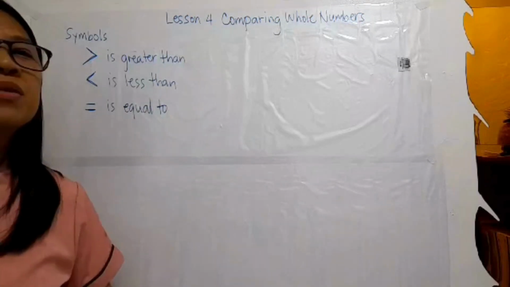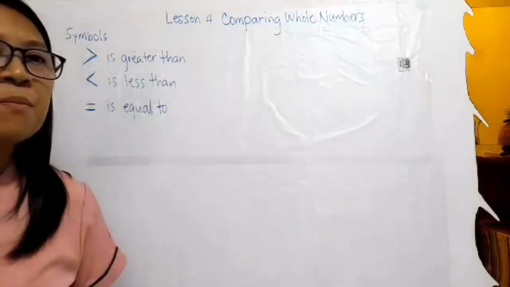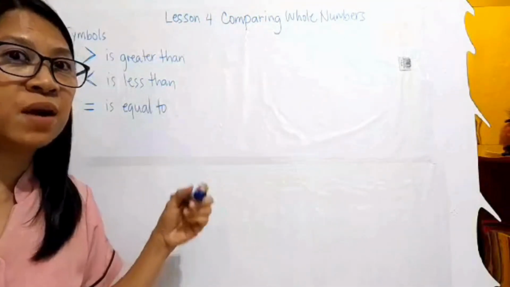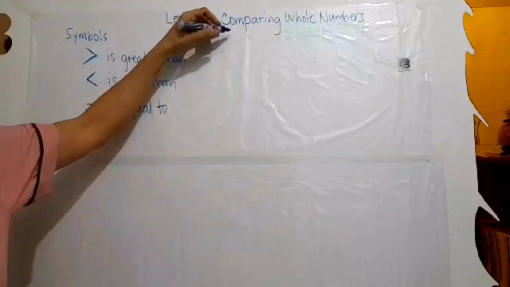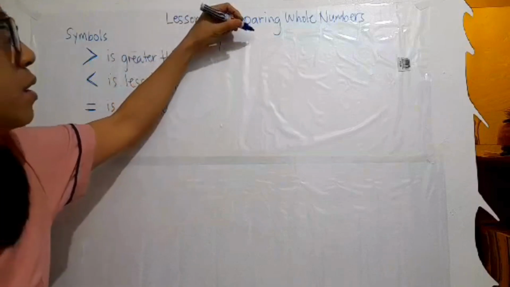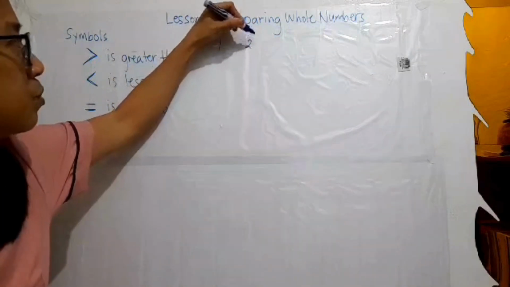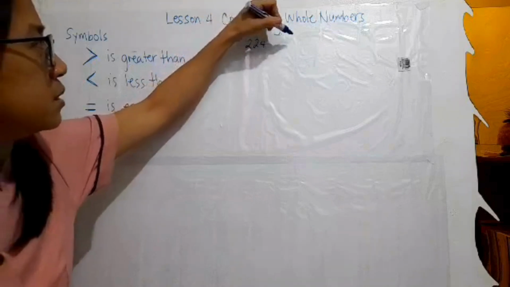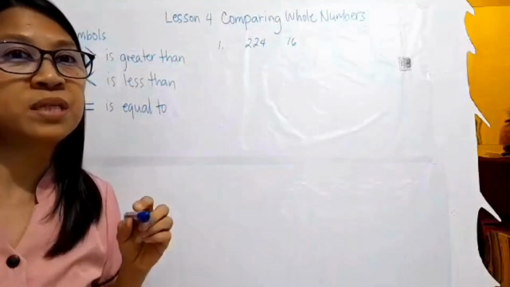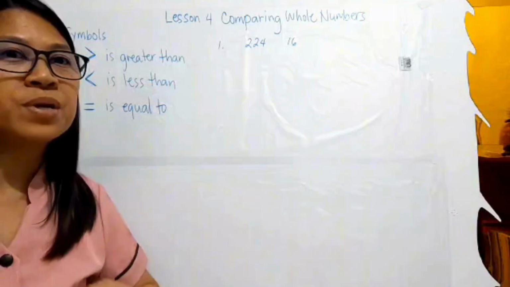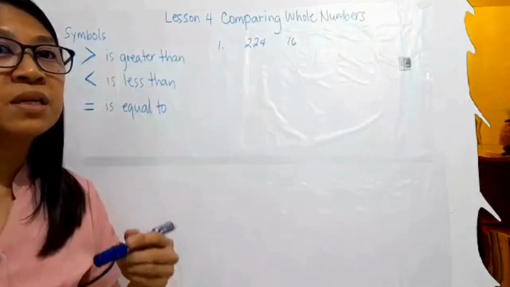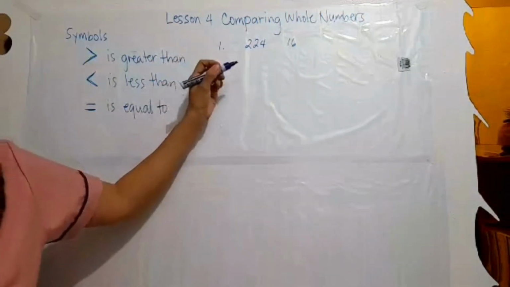So when you are comparing whole numbers, the first thing you need to remember is that comparing whole numbers has something to do with the place value. Okay? So the first thing to do, if you are given two numbers to compare, let us take, for example, 224 and 16. The first thing to do is to count the number of digits. Whichever number has the higher number of digits, that would be the greater number.